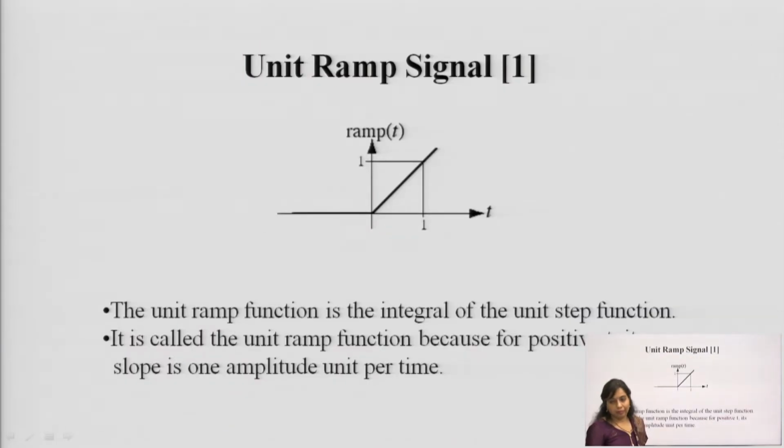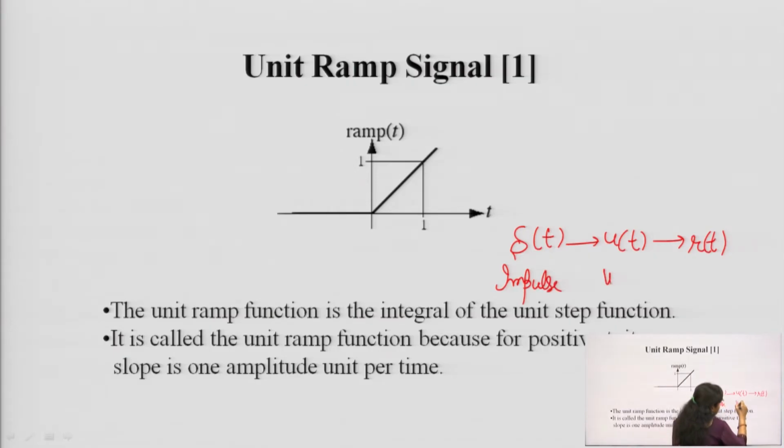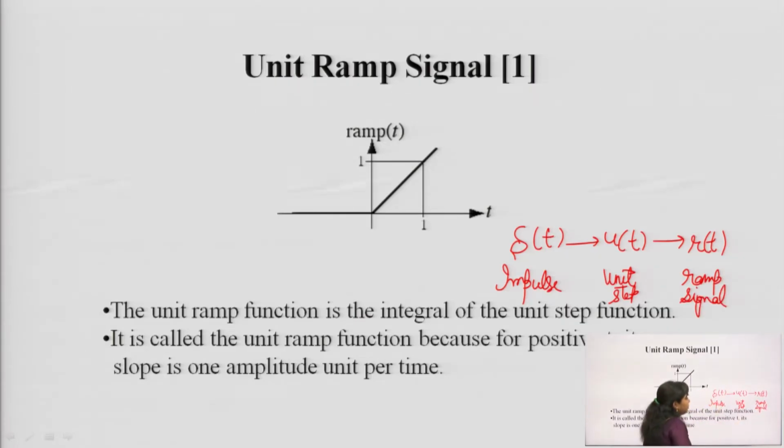Next is the unit ramp signal. This is related to the unit step signal also. There is a rule: delta t, then u t, and this is r t. Delta t is the impulse function, this is the unit step, and this is the ramp signal.